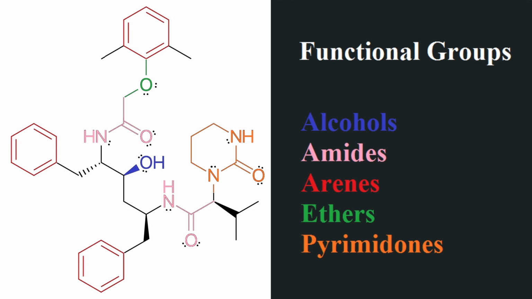There's an ether, which is going to be the oxygen that connects the top arene with the top amide. And finally, on the right, we have the pyrimidine ring, which is going to be 2 nitrogens that basically sandwich a carbonyl group. That's going to be the ring on the right side.